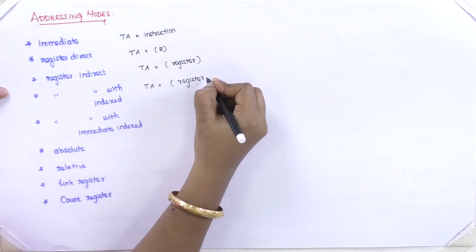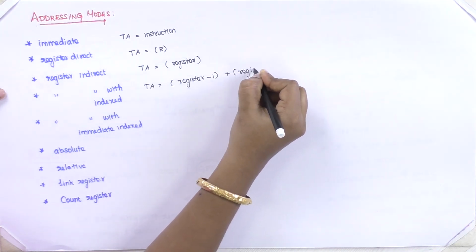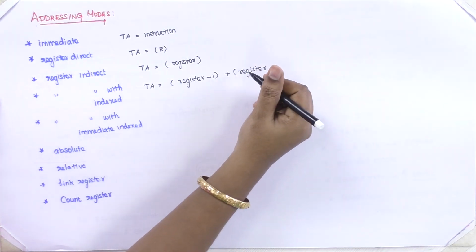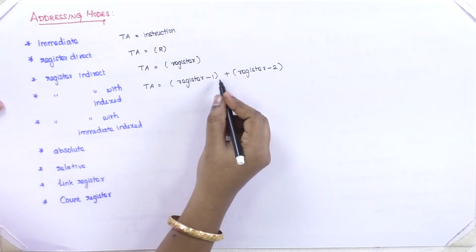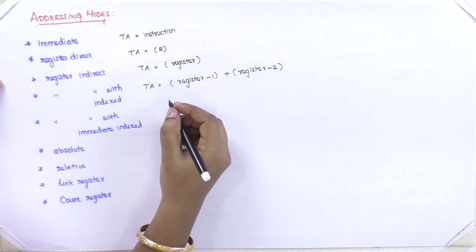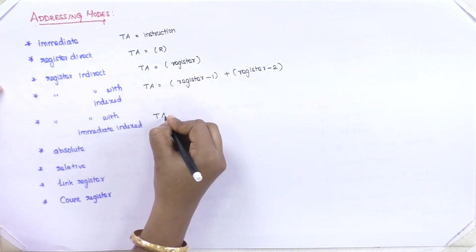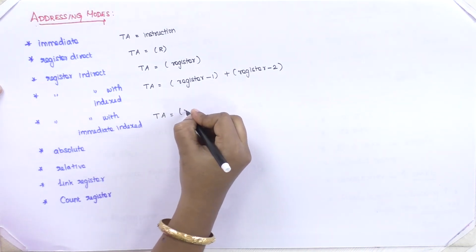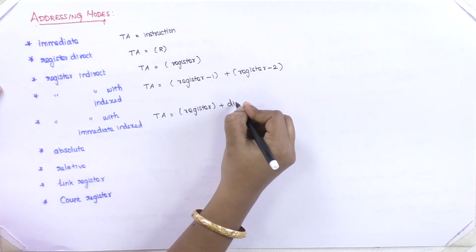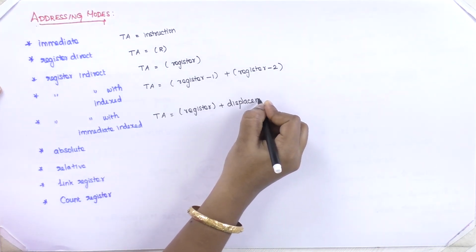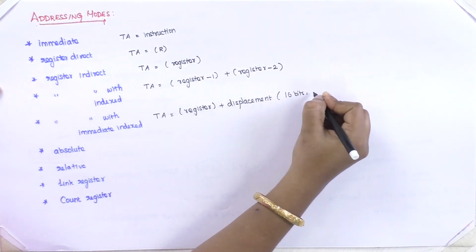Then under register indirect with indexed mode, the target address is calculated by adding the value stored inside register 1 and the value stored inside register 2, that is, register 1 plus register 2. Then the target address for register indirect with immediate indexed mode is calculated as the value stored inside the register plus displacement. The displacement will be 16 bits and signed.